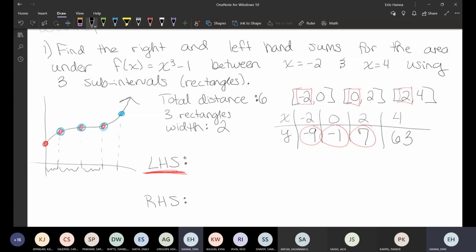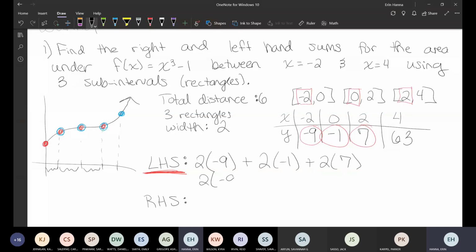So if I want to write the areas of those, see how the intervals I'm working over are -2 to 0, 0 to 2, and 2 to 4? If I want the left-hand sum, I want to use the values on the left side. So the left numbers are -2, 0, and 2. So I'll use their y values. We're summing up areas of rectangles. The first rectangle has a width of 2 and a height of -9. The second rectangle has a width of 2, because they all have a width of 2, and a height of -1, and then a width of 2, height of 7.